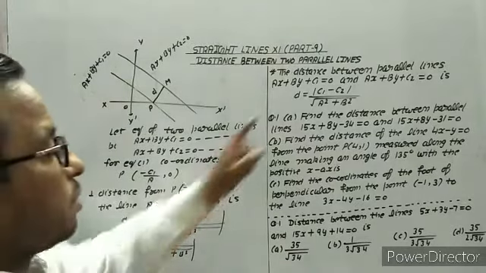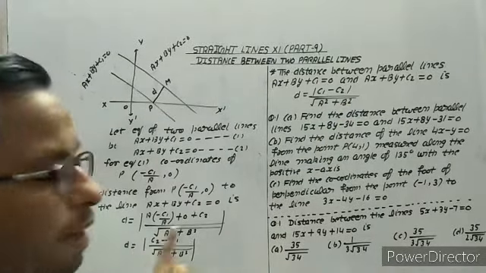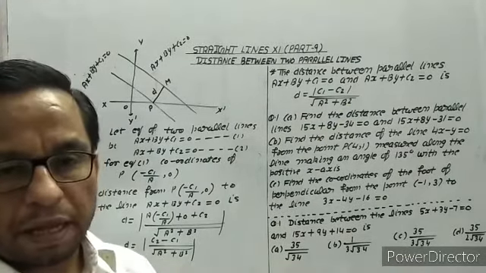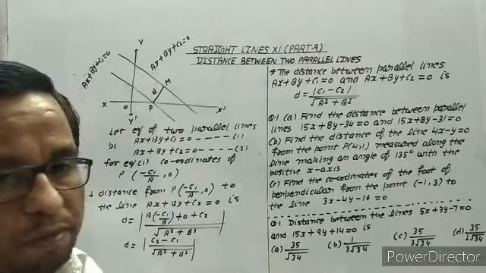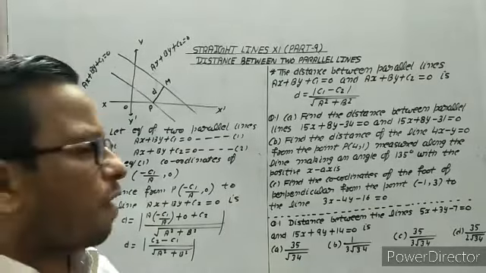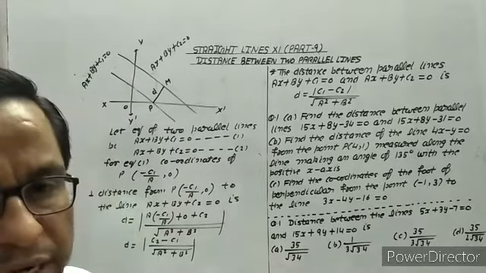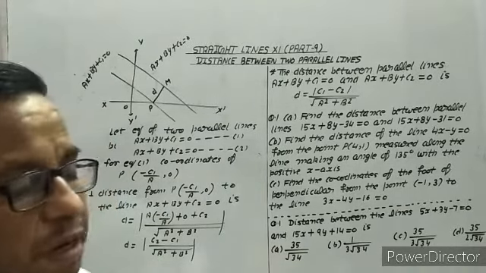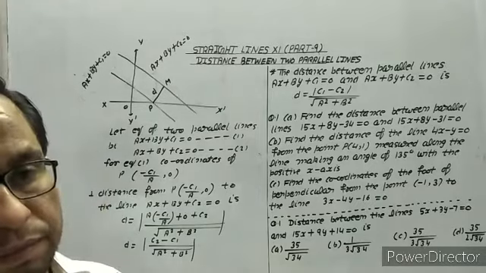Here it is coming c1 minus c2, and here c2 minus c1, but there is no problem in that case, because if we take minus common in the modulus, the result will be the same. So if anyone uses c2 minus c1, the result will not be affected.